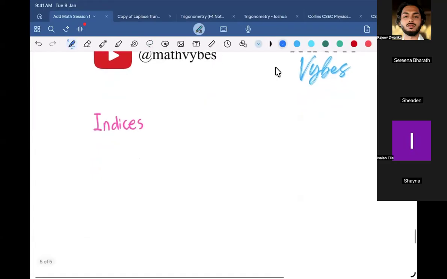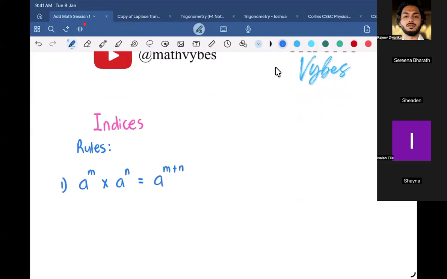So let's start the foundation for the rules of indices. These are the rules you need to know. Rule number 1: a to the power m multiplied by a to the power n would be equal to a to the power m plus n. And let me give an example of where this rule comes from.